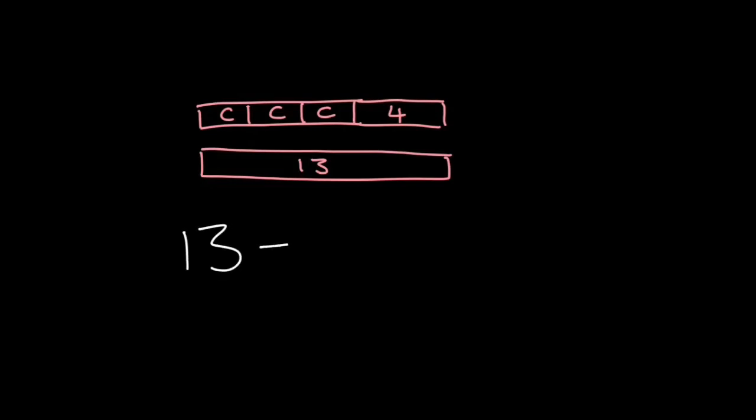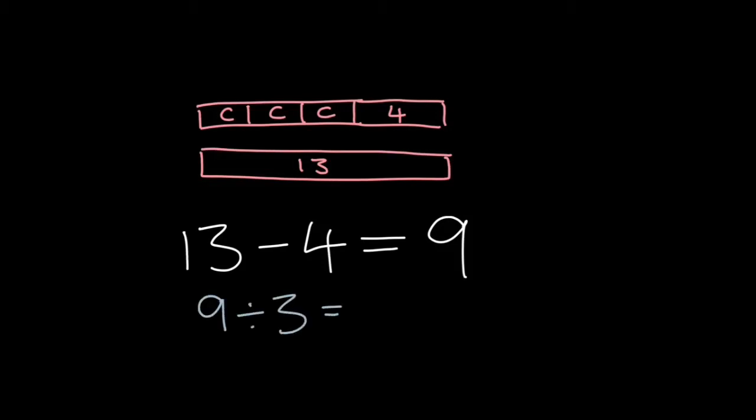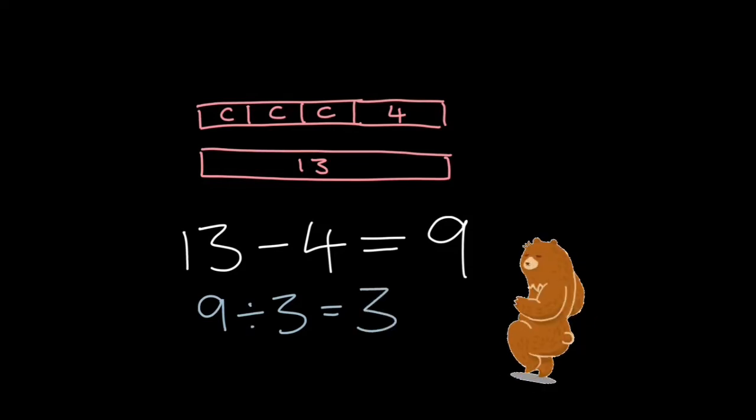13 take away 4. Pretty sure you all got through reception. The answer is 9. So 13 take away 4 is 9, which means these 3 lots of c have a value equal to 9. Well, that's not too bad either, is it? Because I know if I share 9 by 3, I'll get the value of c. And 9 divided by 3 is 3.